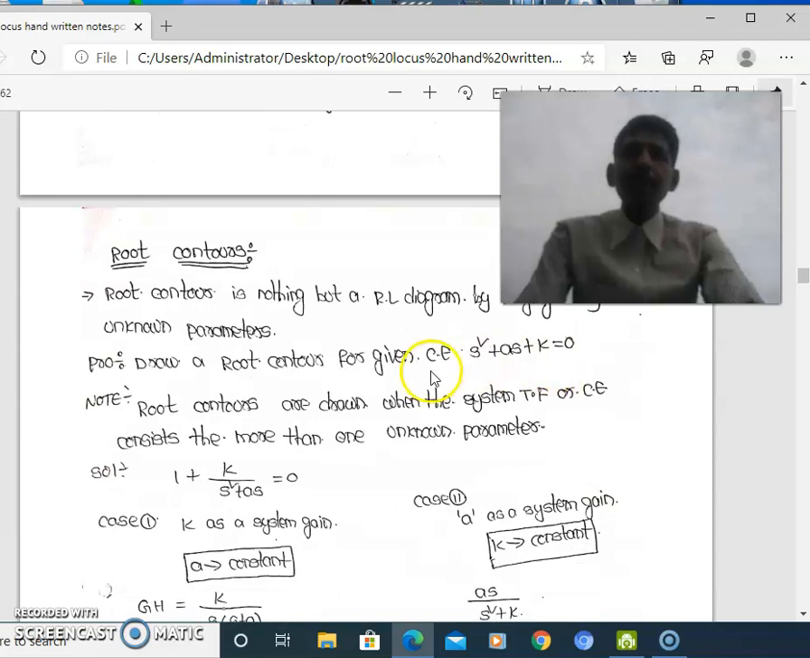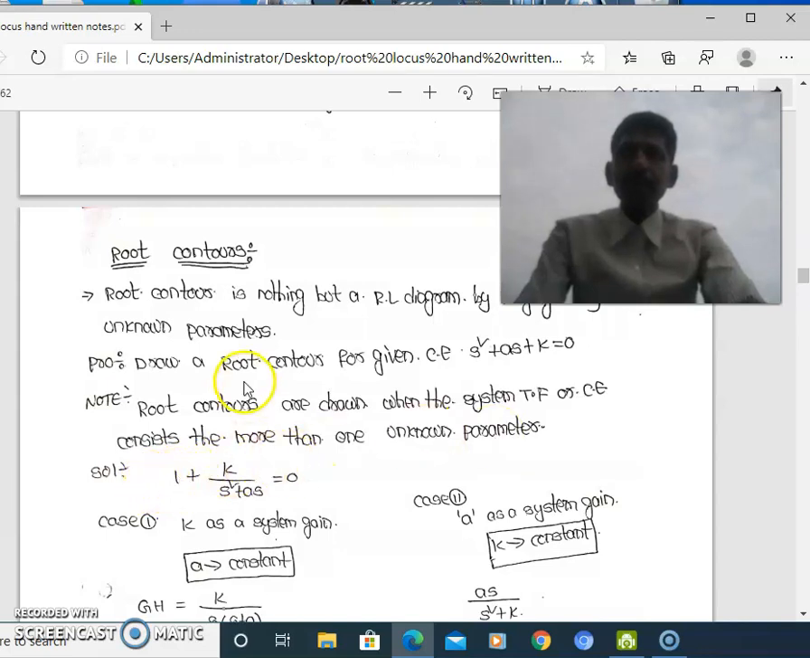Now here, draw the root contour for the given characteristic equation s square plus a s plus k equal to 0. In this equation we have two unknowns, that is a and k. Note, root contours are drawn when the system transfer function or characteristic equation consists of more than one unknown parameter. You need to keep this note in mind.